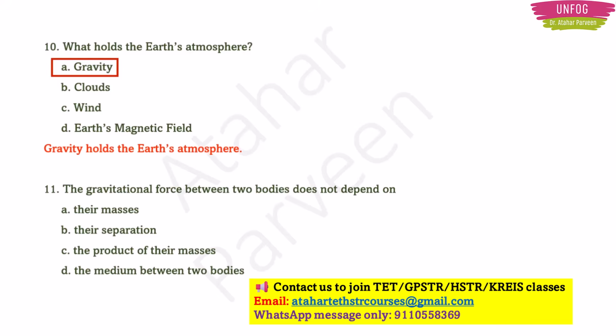Next, question number 11. The gravitational force between two bodies does not depend on: their masses, their separation, the product of their masses, or the medium between the two bodies. See friends, you have to read the question properly. According to our formula, F is proportional to M1 M2 upon R squared. It is directly proportional to masses, inversely proportional to separation, and directly proportional to the product of their masses. What is the one which is remaining, which will not hold good here? That will be the medium between the two bodies. Whatever the medium is, gravitational force will be present between those two bodies.